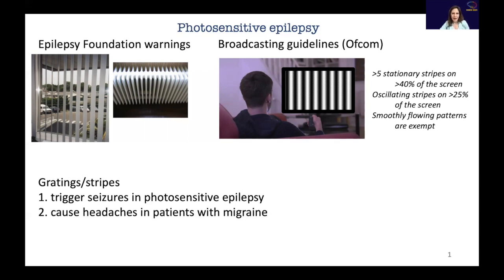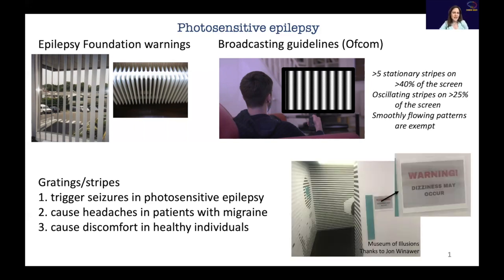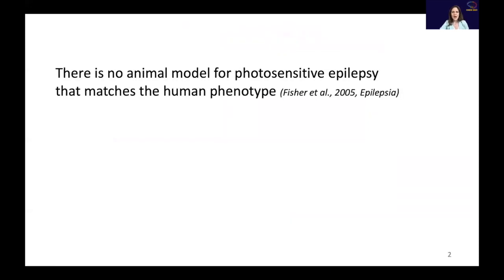And these types of patterns can not only cause seizures in photosensitive epilepsy, but can also cause headaches in patients with migraine, and can even cause discomfort in perfectly healthy individuals. And you can see here that in the Museum of Illusions, there's a room full of stripes, and it even has a warning sign that dizziness may occur. However, there is no animal model for photosensitive epilepsy that matches the human phenotype.